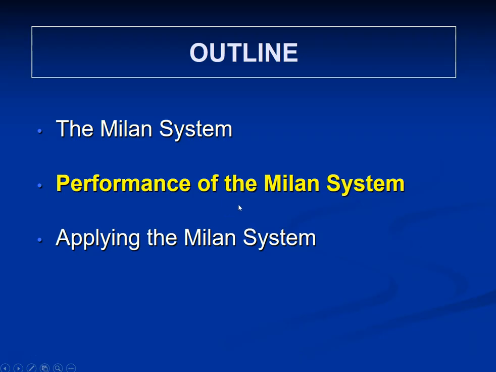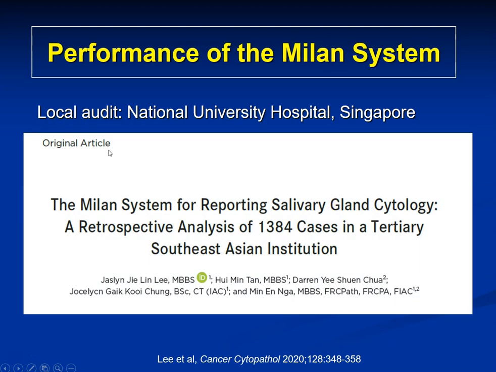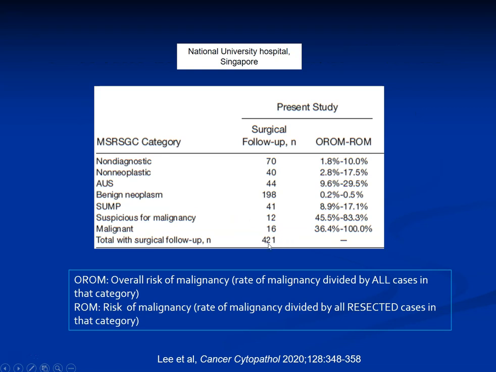We're going to take a quick look now at the performance of the Milan system. So we have actually performed a local audit in our hospital, and we reported this last year in Cancer Cytopathology. So we had a total of 1,384 cases, and we had 421 cases with surgical follow-up. So I just want to explain a little bit these terms.